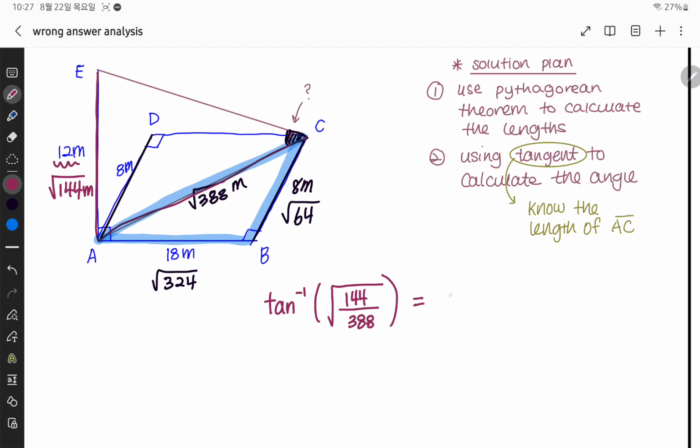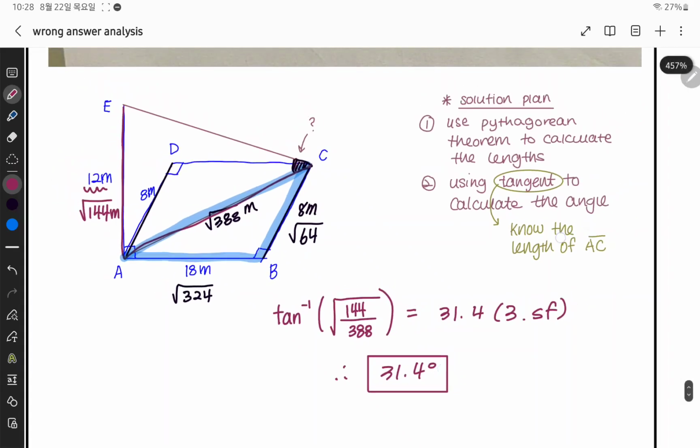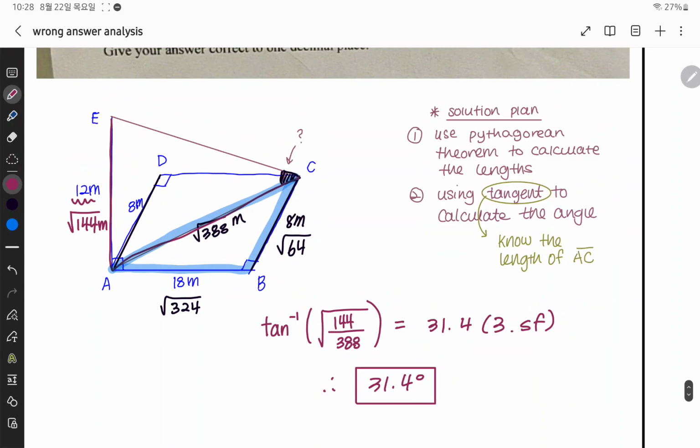And so now I can use it by calculating the tangent right here, right? So I'm going to plug it into my calculator. I'm going to get 31.4. That's already rounded to 3 significant figures. Therefore, now I know that the angle is equal to 31.4 degrees, and that will be my answer to the question right here. So the key takeaway from this problem is identifying that you need to use the Pythagorean theorem to calculate the lengths that you need in order to calculate the inverse tangent in order to know the angle.